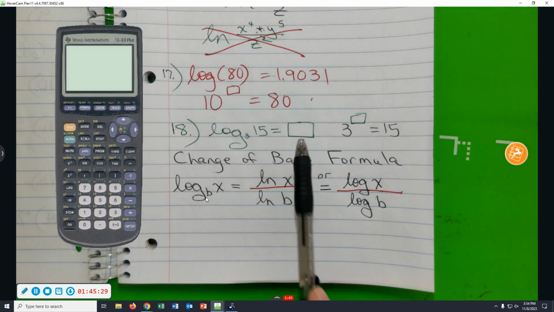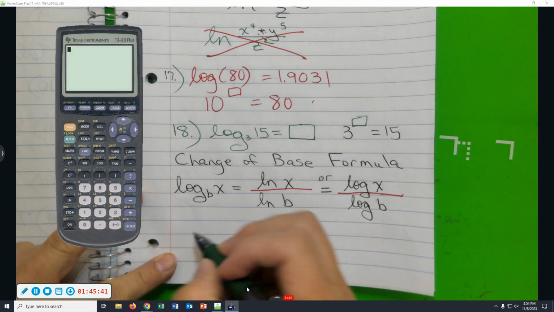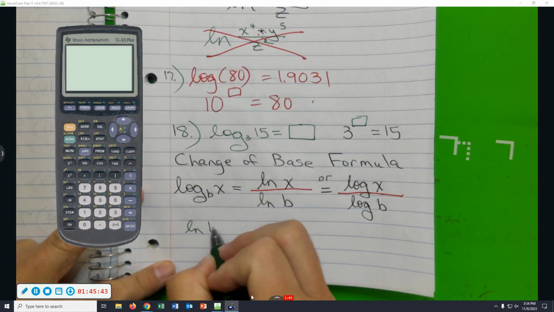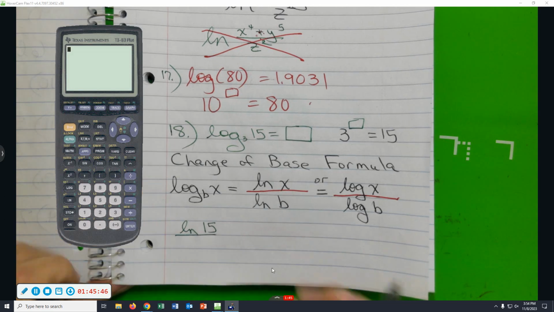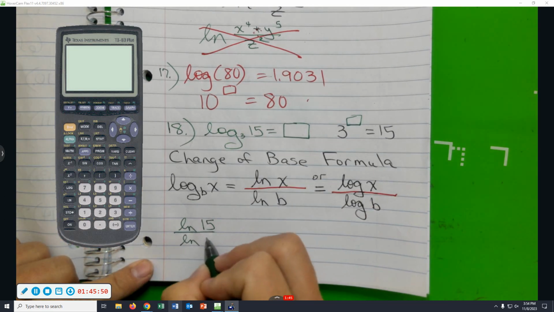So let's look at that number 18. What do y'all like better, ln or log? Which one do you want to use? It doesn't matter as long as you don't mix them. ln, that's what I like. You take the natural log of the old argument 15 divided by the natural log of the old base 3, ln 3.